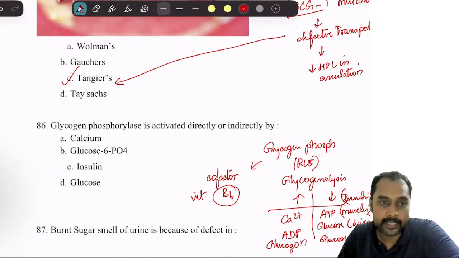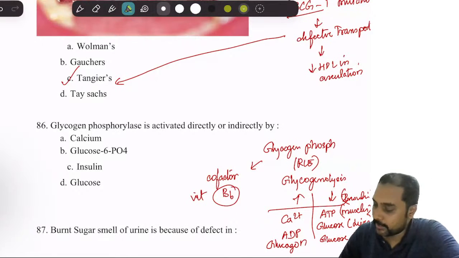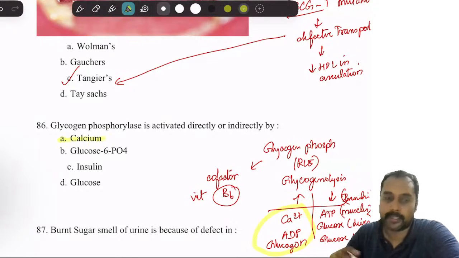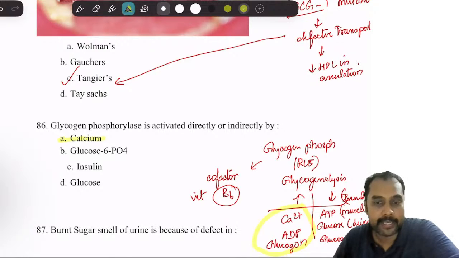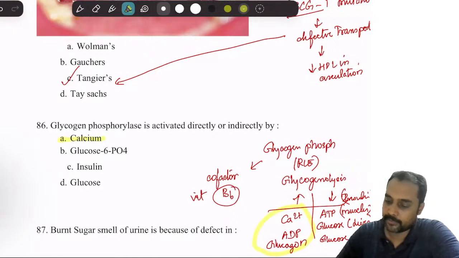So now you just see glycogen phosphorylase is activated by who? Very simple answer. Among these three, one person. Who is that person? It is the calcium. Okay, remaining all of them will go for inactivation of glycogen phosphorylase, right?